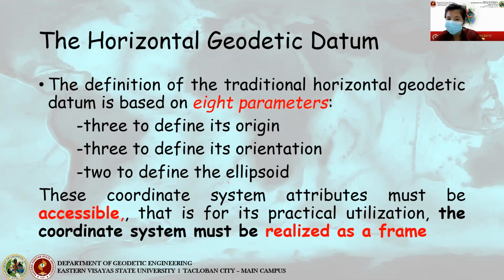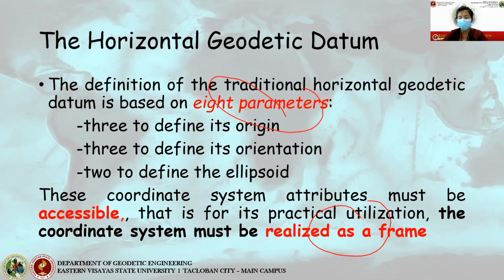So this coordinate system attribute must be accessible. When we say accessible, we can observe that on the surface of the earth. That is, for its practical utilization, the coordinate system must be realized as a frame. So if we can observe these parameters on the surface of the earth using a geodetic control or any other monument put on the ground, then it now becomes a frame. So those parameters, if we observe them using any instrument on the ground, will now become a frame.